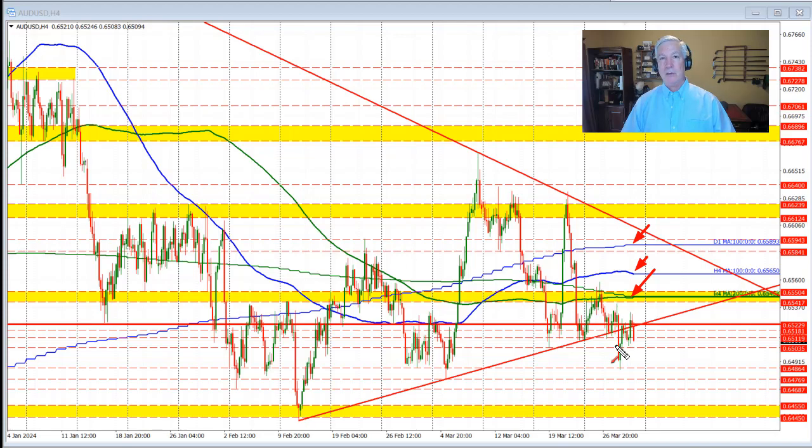So we'll tilt in that direction as long as the price remains both below the 200 bar moving averages on the 4-hour chart and the daily chart. The bias remains more to the downside for this currency pair.